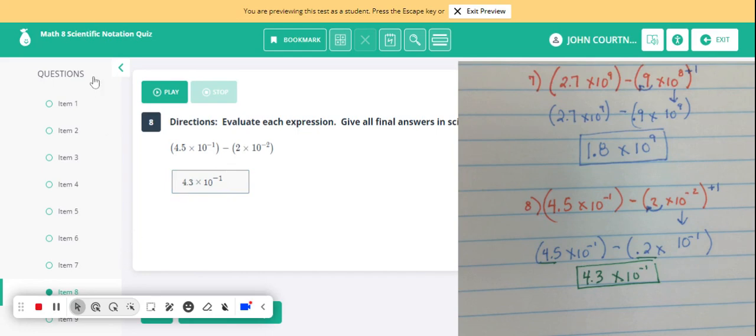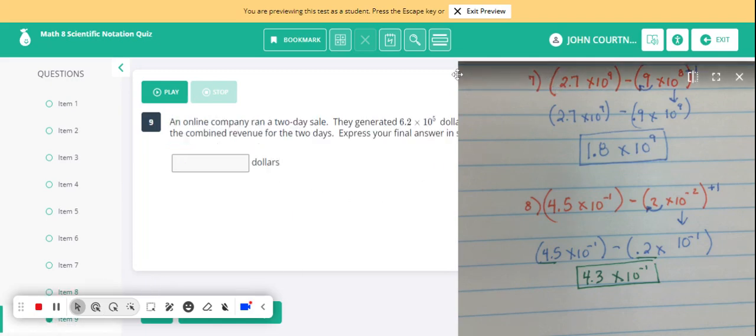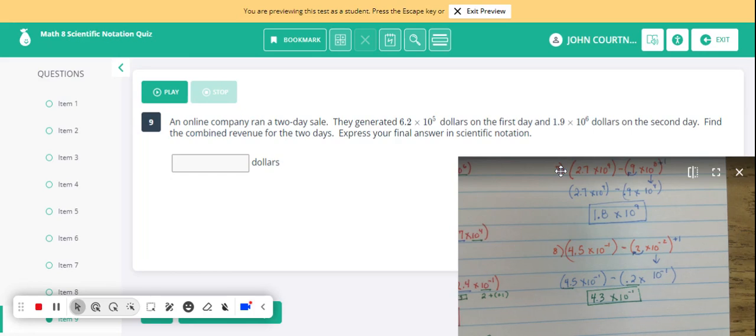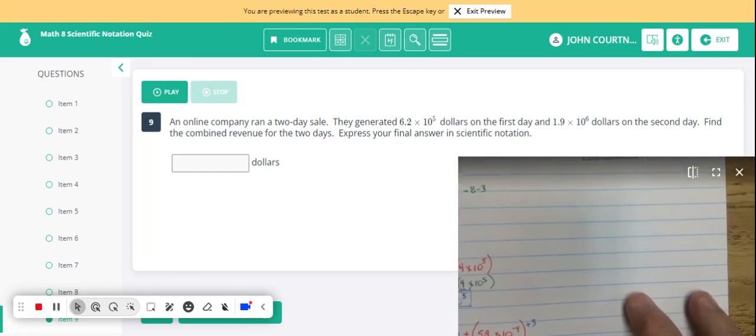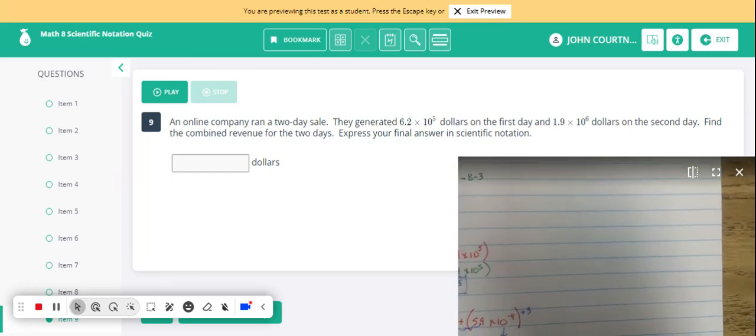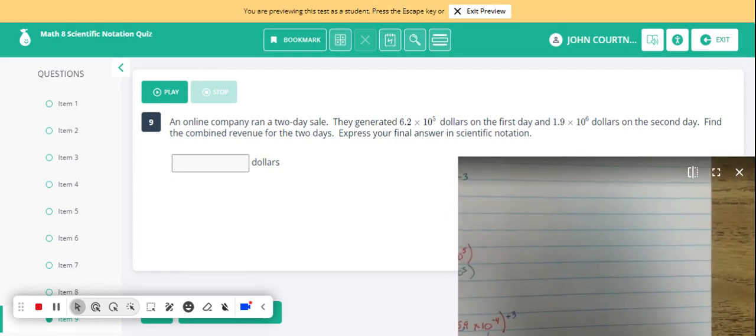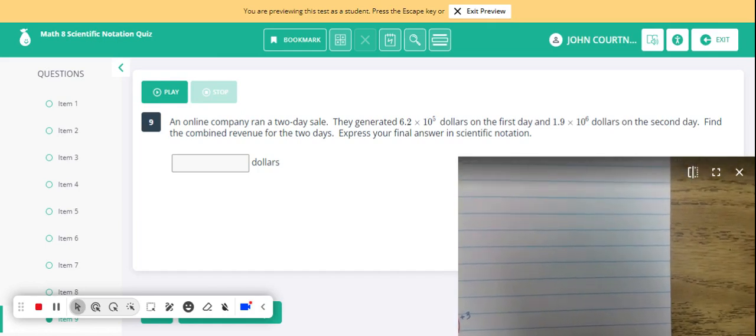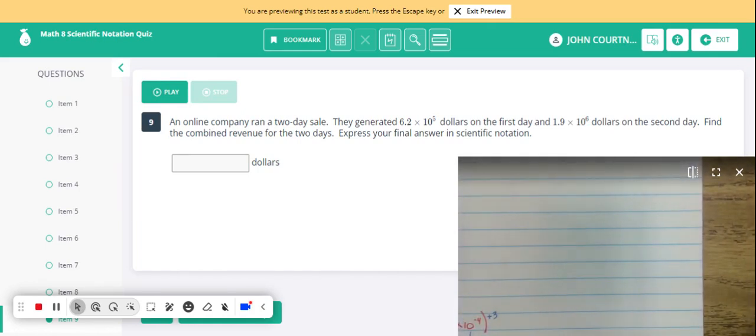Then we get to a couple of word problems if I'm not mistaken. Let's look and see what number 9 looks like. And might need to give myself a little room here. There we go. So it tells us that an online company ran a 2-day sale. It generated 6.25 times 10 to the 5th power on the first day and 1.9 times 10 to the 6th power on the second day. Find the combined revenue. Combined revenue tells me I'm adding 2 things together. So I'm going to add my 6.2 times 10 to the 5th, my 1.9 times 10 to the 6th.